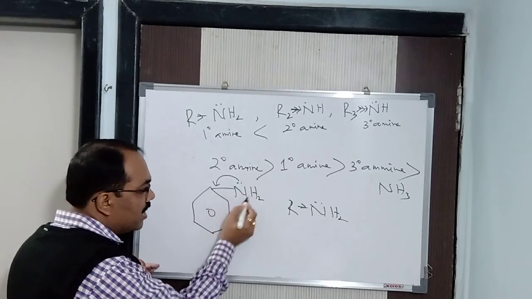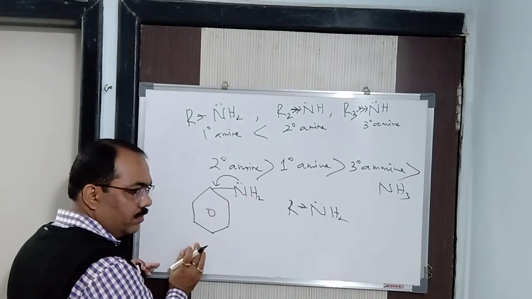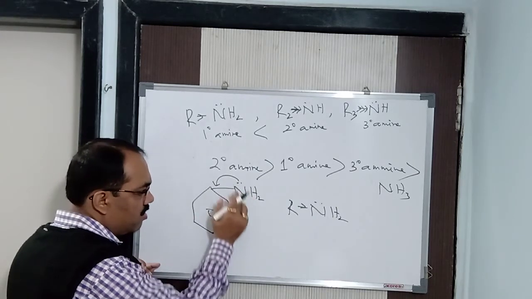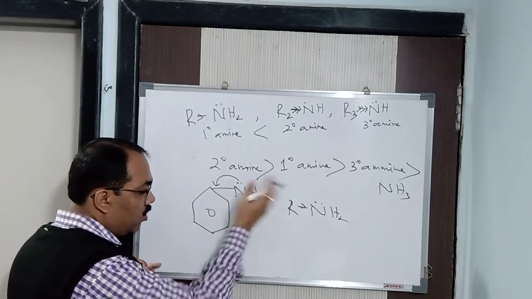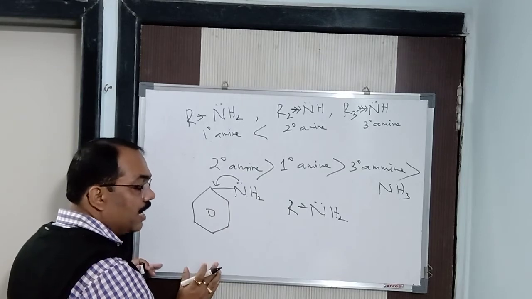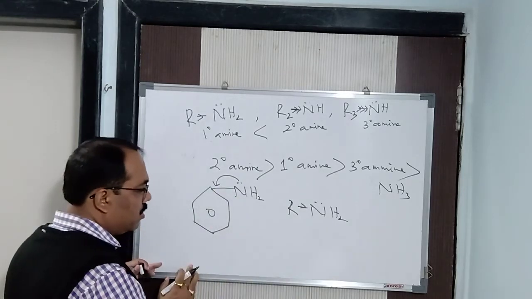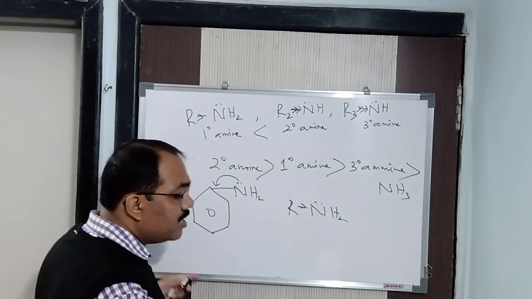So the electron density decreases in the nitrogen atom. Got it? Electron density decreases. So OH minus ion will not be readily released. The polarity decreases. The OH minus ion will not be readily released. And as OH minus ion will not be readily released, aniline will be less basic in nature.